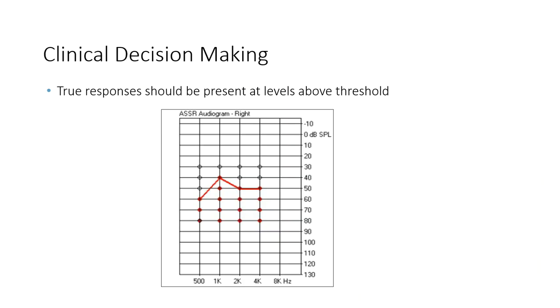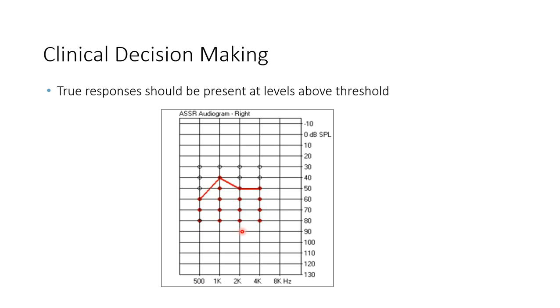True responses should be present at levels above threshold. If you look at this example, responses were present for all frequencies down to 60 dB, and then some frequencies at 50 and even 40. Let's start with 500 hertz. You can see that a response was detected at 80, 70, and 60, but not at 50, 40, or 30. This is exactly what you should expect. Same with 1000 hertz. Responses were detected at every level down to 40.